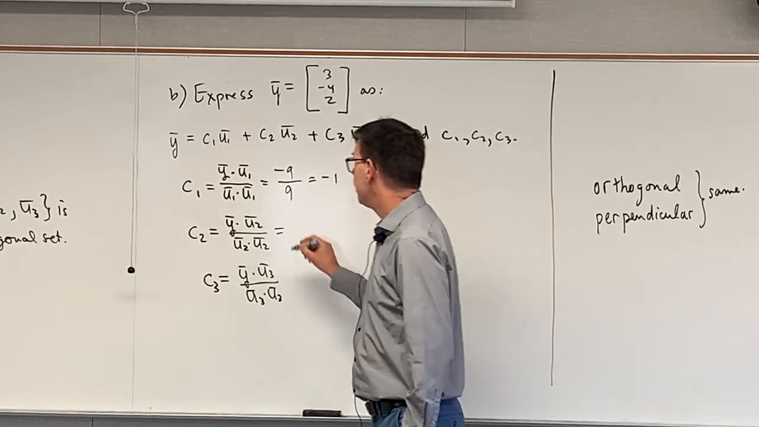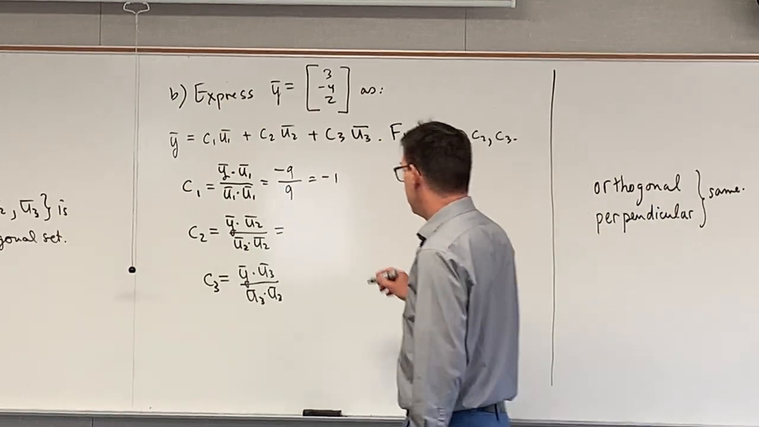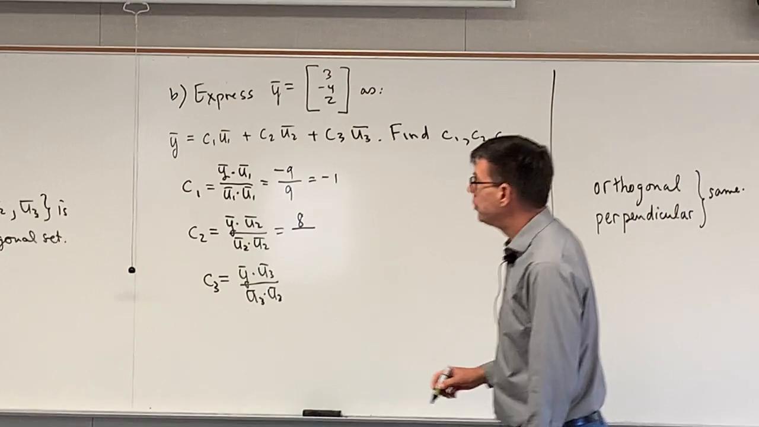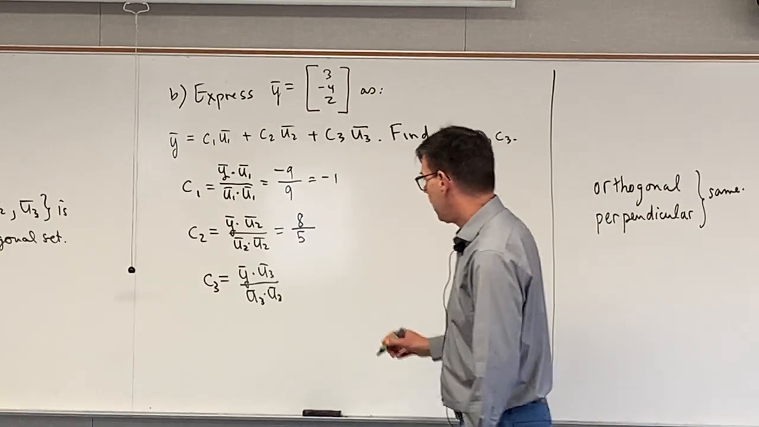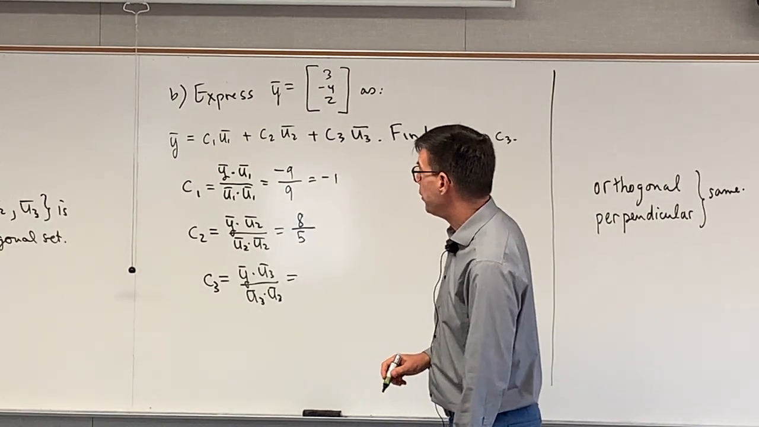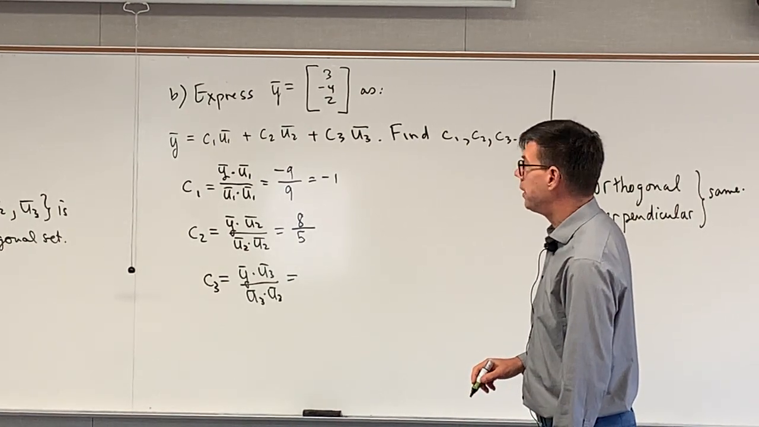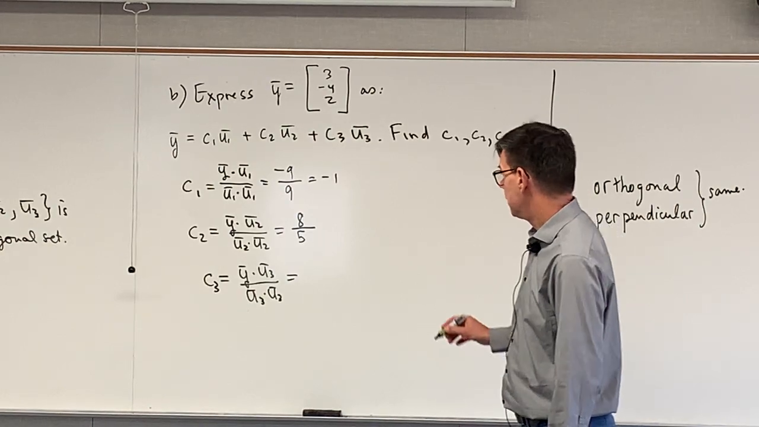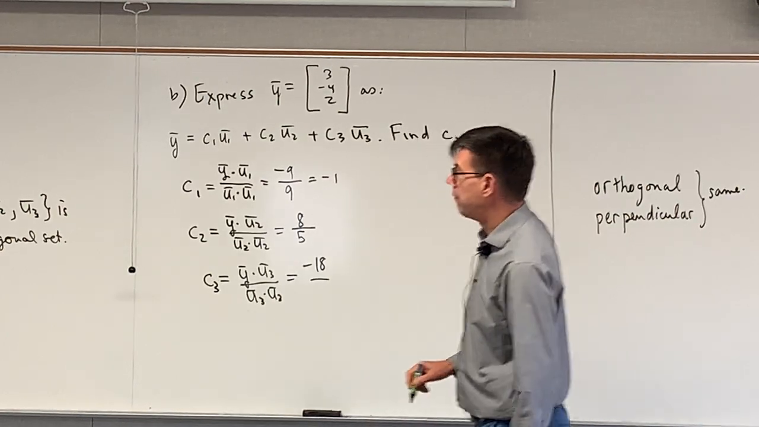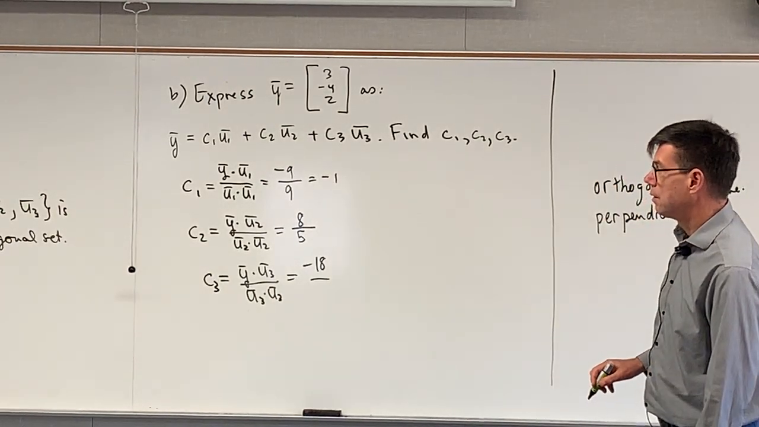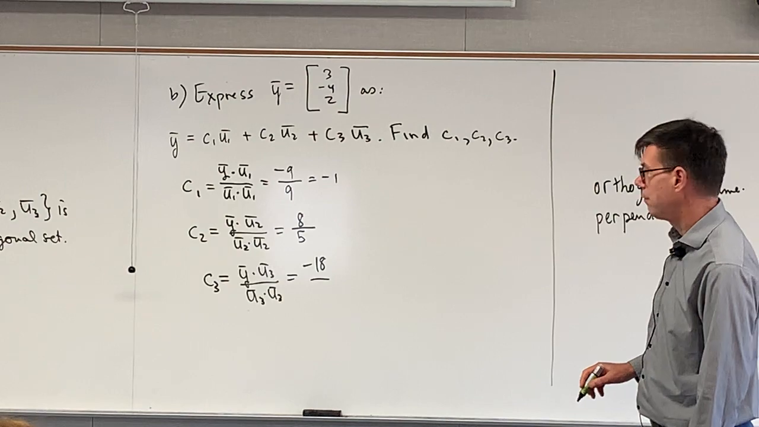Y dotted with U2 is going to be 6 plus 2 is 8. U2 dotted with itself is that 5? Y dotted with U3, negative 6 minus 20. So I got minus 26 plus 8. Looks like negative 18. U3 dotted with U3 is going to be 4 plus 25, 29 plus 16. 29, 39, 45.